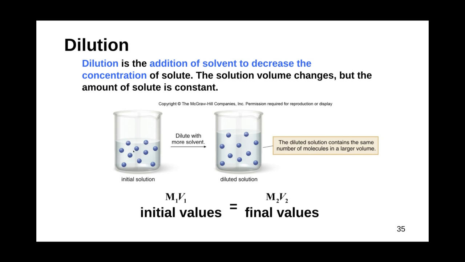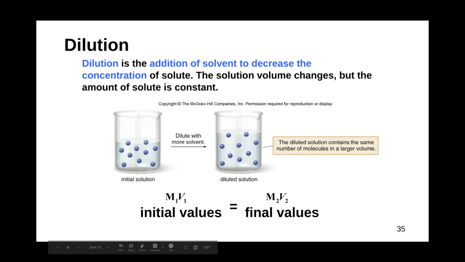So you see that we start off with 10 blue balls here in some volume of water. We add more water and we still have the same 10 blue balls, but we have more volume. So we get new values here. So we have some molarity and some volume, and so they have to equal our final value. So M1V1 has to equal M2V2.